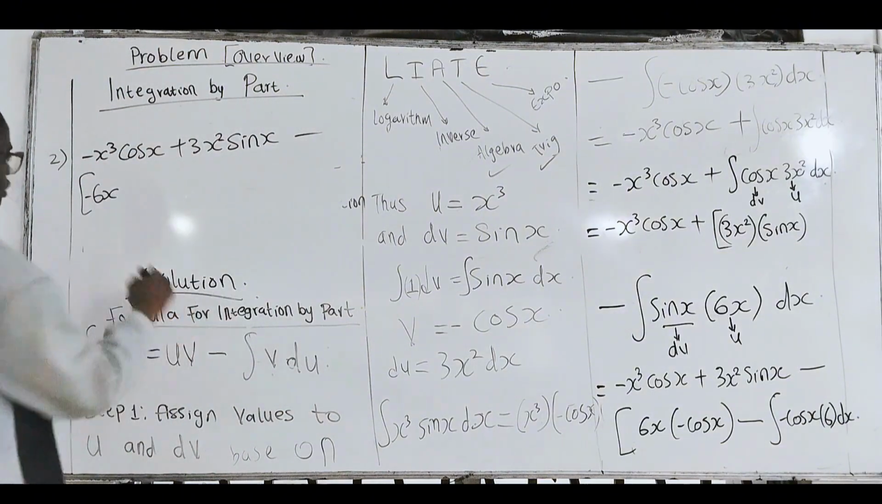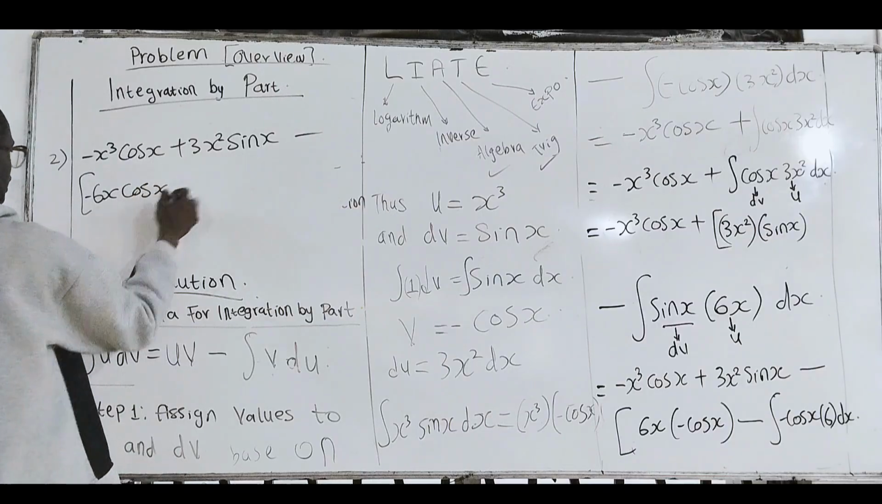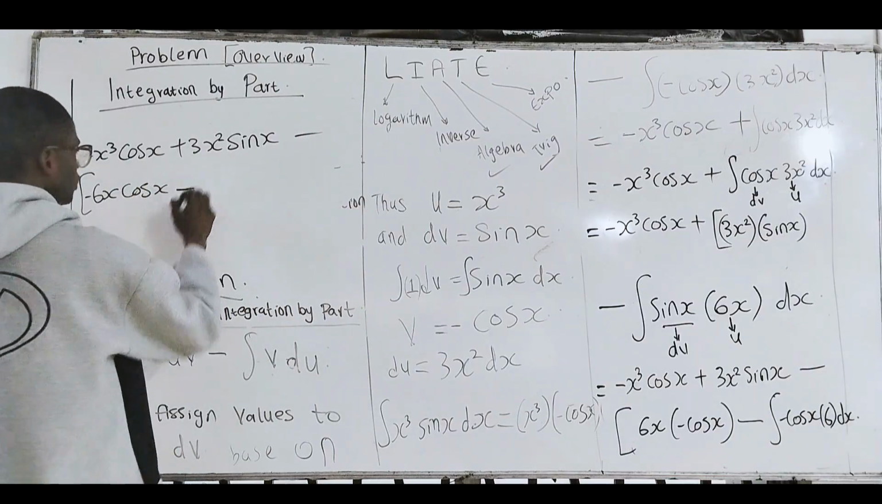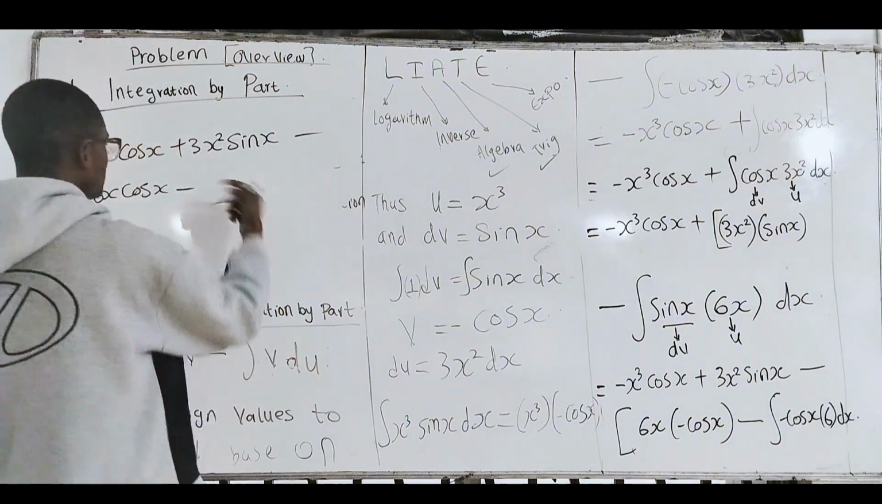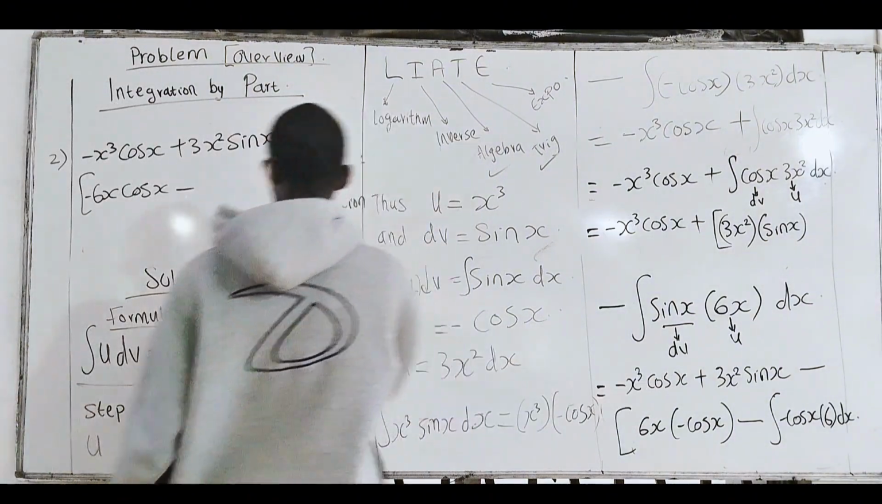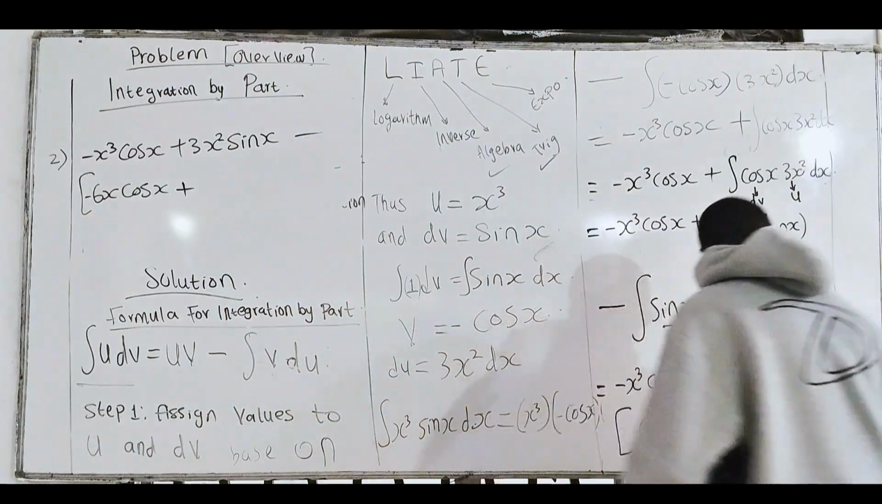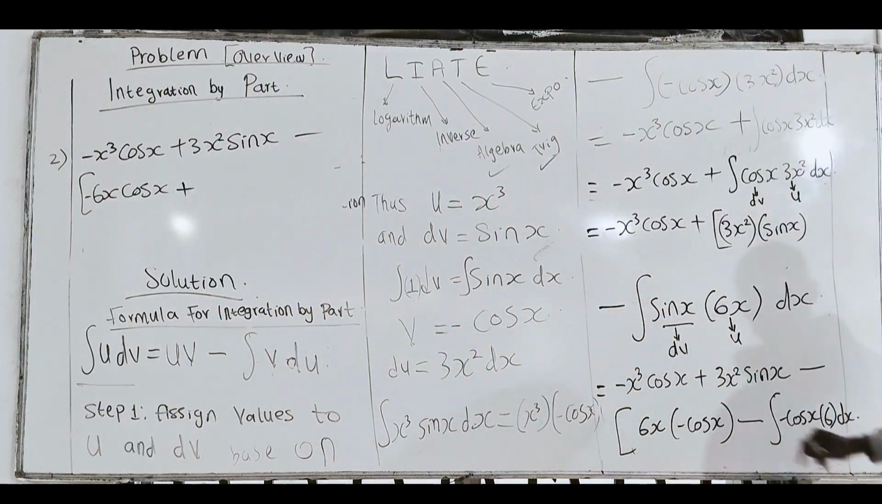6x. Let me bring out the minus at the other side. Cos x, that's minus 6 because of that minus to come out, right? Then minus, and we want to still integrate. I can bring out the minus and it becomes plus, right? Because this minus here can come out. We are not integrating it. This minus here can come out, right?